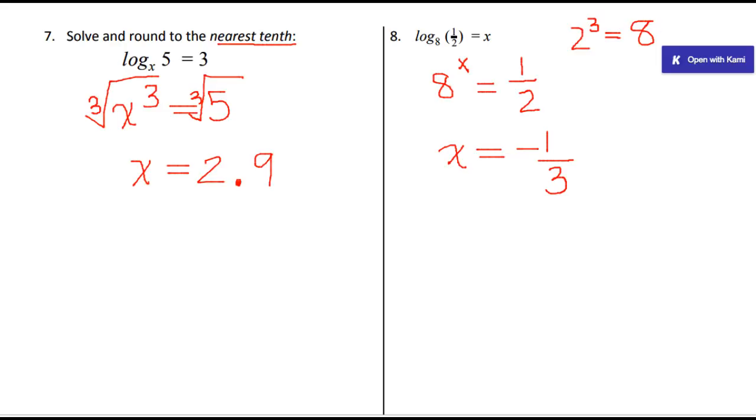The only other way to do a question like this, if you want to try to think about your algebraic reasoning, is you could have thought of the 8 as 2 to the 3rd raised to the x, which is equal to 1/2. And again, this is just an alternate way to do the problem. If you like the first way, then that's fine. So then you could think, okay, how do I get 2 to the 3x to equal 2 to the negative 1? Well, that would mean x has to equal negative 1/3. Just another way to think about it.